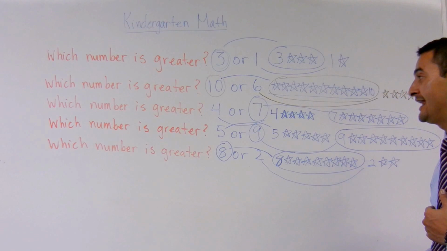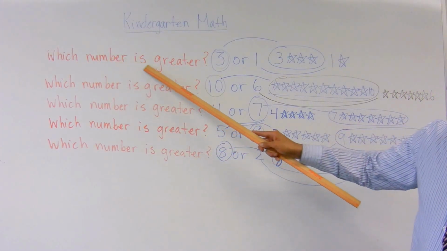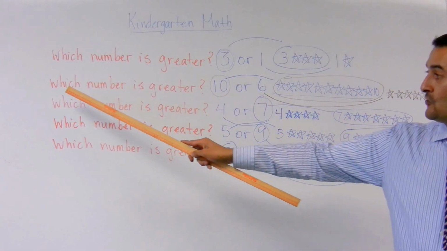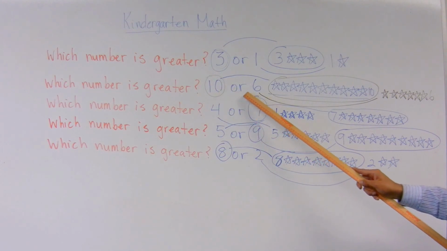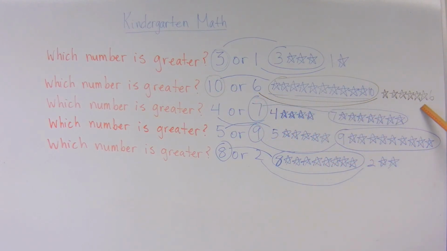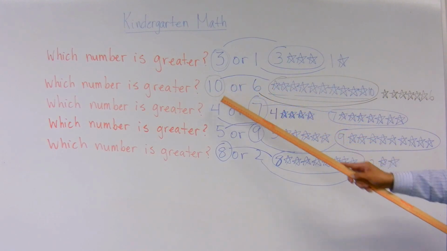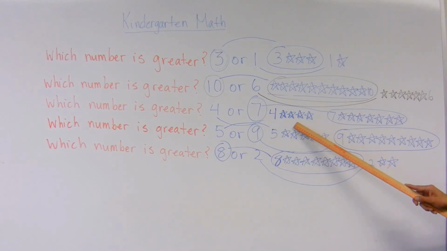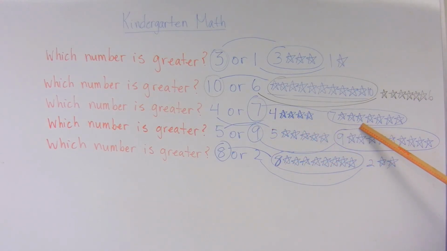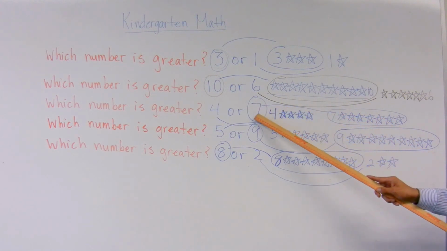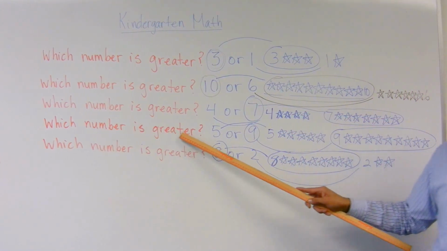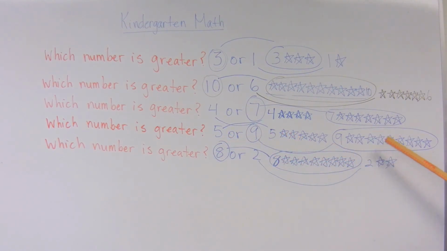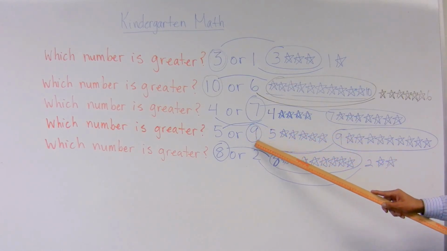So let's take a look at this one last time, okay? Which number is greater, 3 or 1? 3 or 1? 3. Which number is greater, 10 or 6? Is it 10 or is it 6? It's 10, right? Which number is greater, the 4 or the 7? Is it a 4 or is it a 7? Which number is bigger or greater? That's correct. It is the 7. Which number is greater, the 5 or the 9? 5 or 9? That's right, boys and girls, the 9 is the greater number.